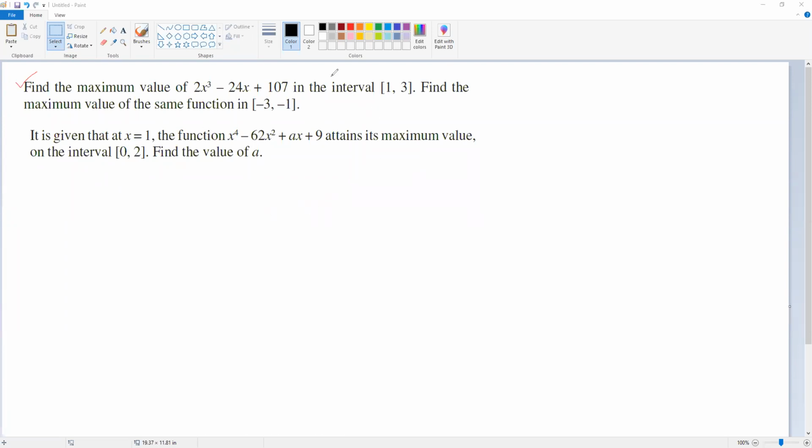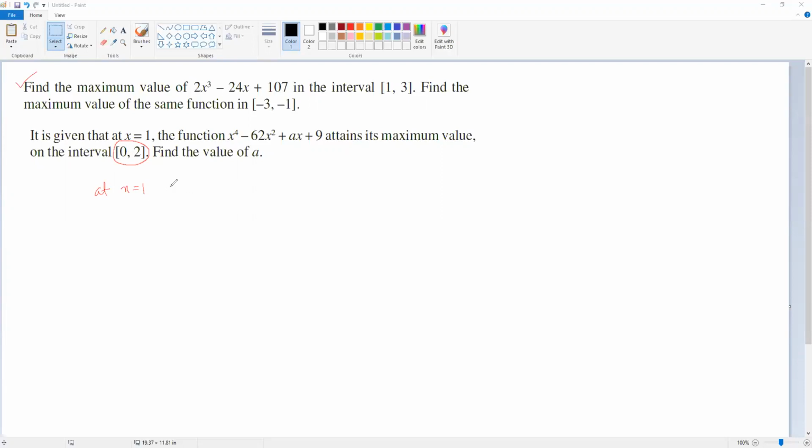So at x is equal to 1, it attains the maximum value, what will be the meaning? It may be a local maximum, or in that particular interval, that may be a maximum value also, we don't know. It is a closed interval. They are telling about the closed interval. So it may be that at that point the function has its maximum value also, we don't know. So anyway, derivative should be 0.